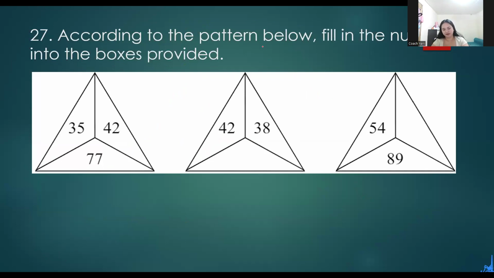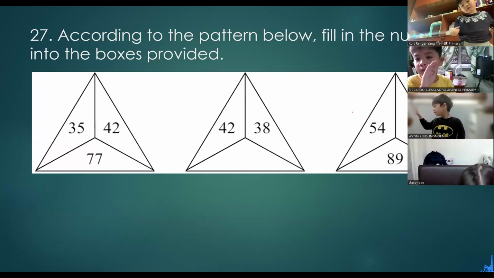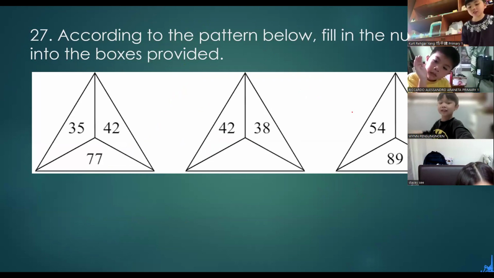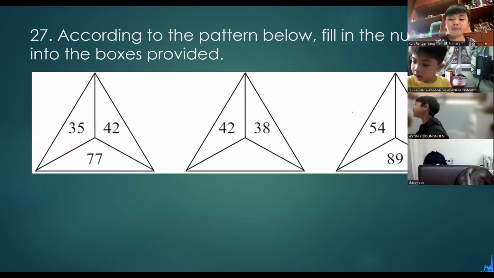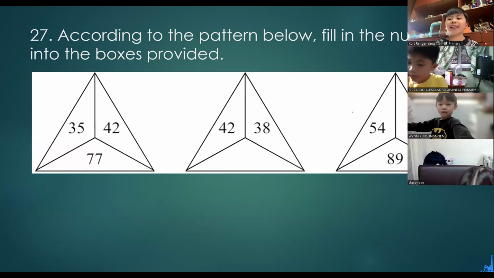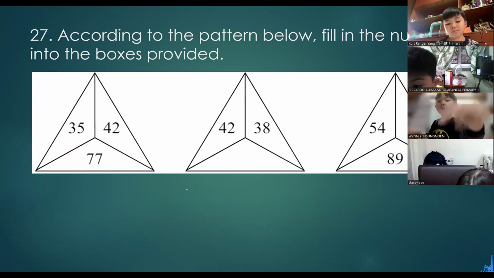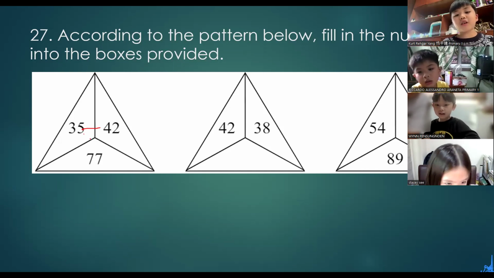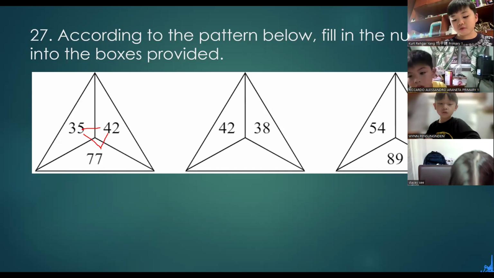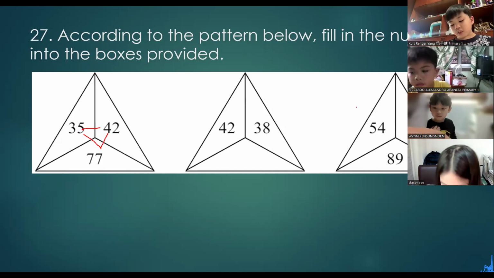So what's the pattern here? I want to hear Kurt again. Where's Kurt? What's the pattern, Kurt? You need to add them again. Okay, what do you need to add in the first triangle? 35 plus 42 equals 77. Or you can do 77 minus 42 equals 35. Okay, thank you so much.